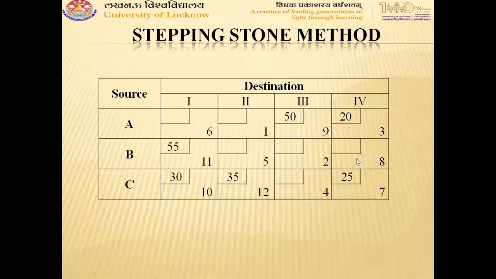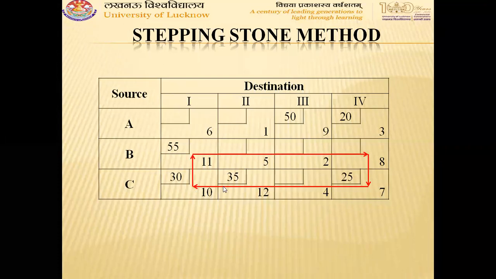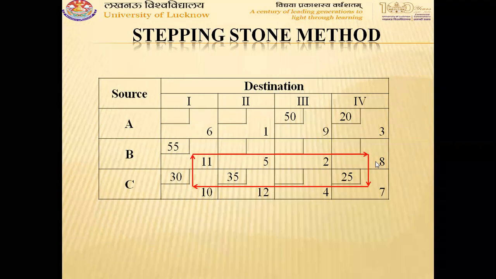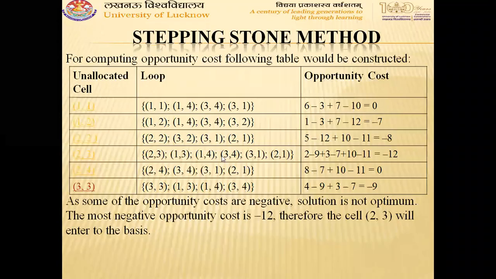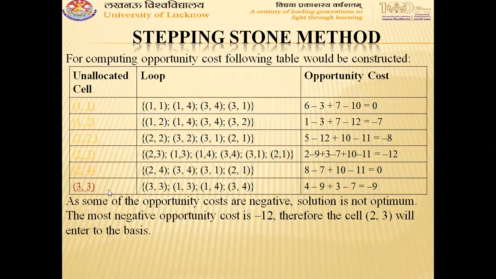The next unallocated cell is 2,4, and we can construct a loop using 2,4, 3,4, 3,1, 2,1. This loop is constructed, and the opportunity cost will be 8 minus 7 plus 10 minus 11. That is 18 minus 18, which gives 0. So the opportunity cost is 0.